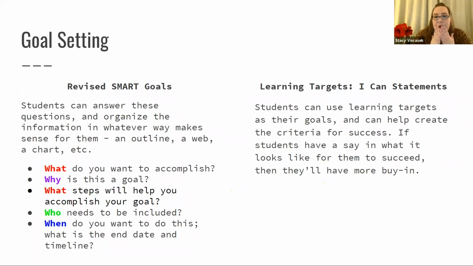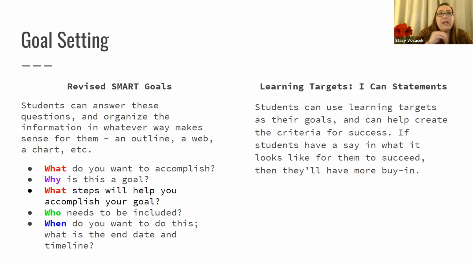So let's try to find something that helps you be successful. And then another goal setting moment could be those I can statements, using the learning targets as their goals. And then having the students help create the criteria for success. When they have that say, right? When they know what they're supposed to be doing, they have more buy-in.